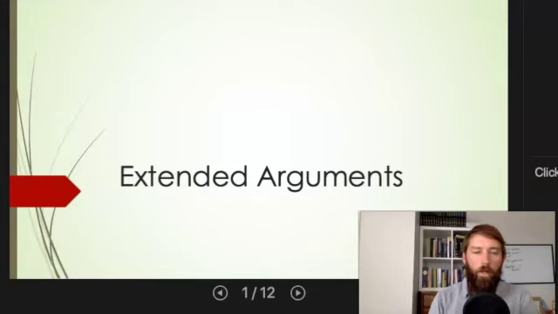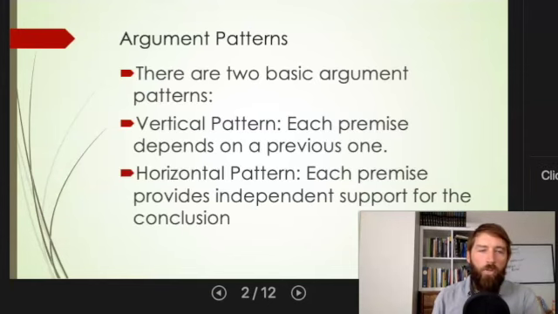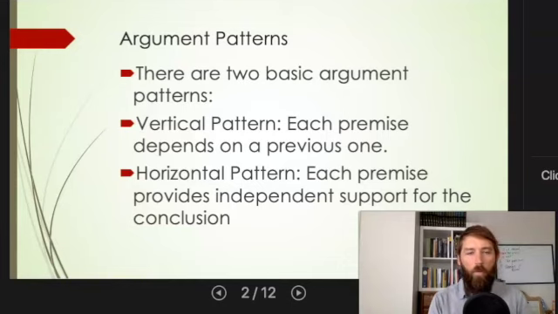In the last video we talked about the counterexample method. In this video we're going to talk about extended arguments, or what are sometimes called argument patterns. In general, there are two basic argument patterns, one called the vertical pattern and one called the horizontal pattern.